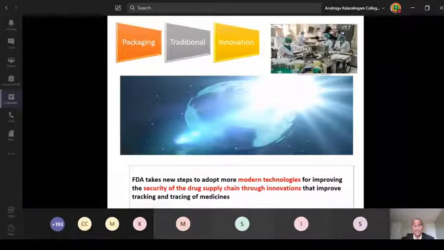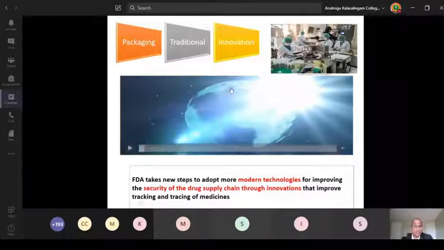Traditionally, manual packaging is going on, with all the people here. Manual labeling, manual barcoding, and manual filling lead to a lot of quality issues. So in order to ensure the safety, efficacy, and security of the drug supply chain, FDA is particularly emphasizing tracking and tracing of medicines through serialization of the packaging. Now you can see the demo here.